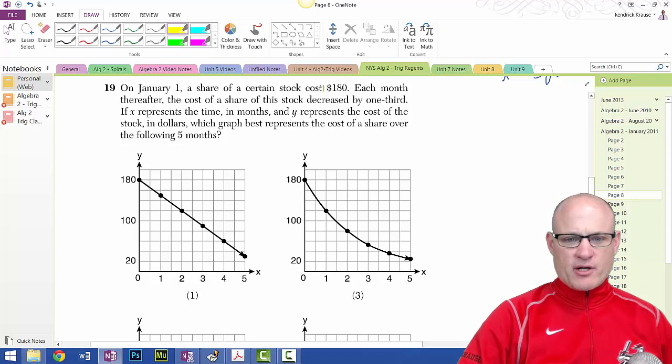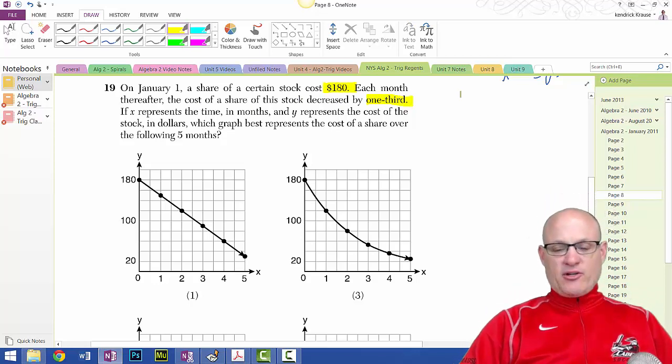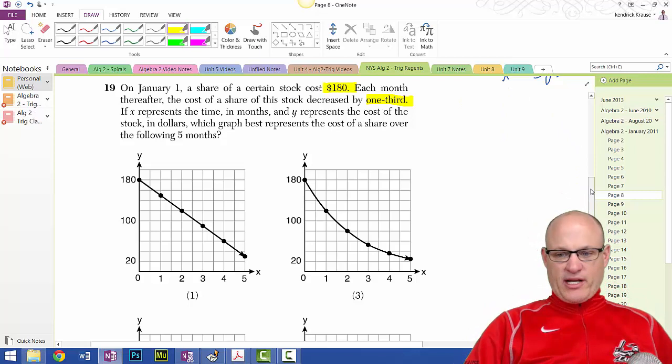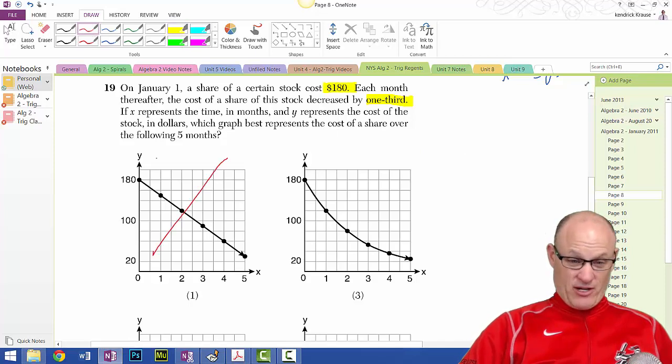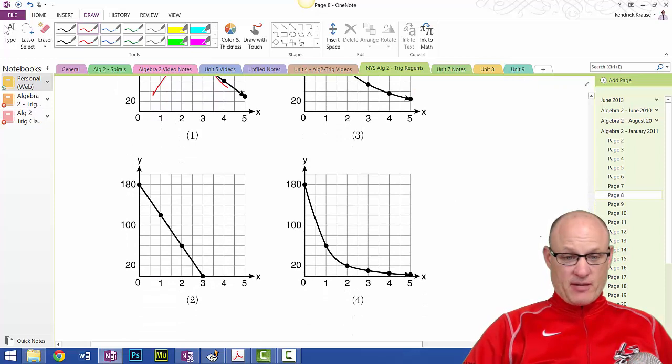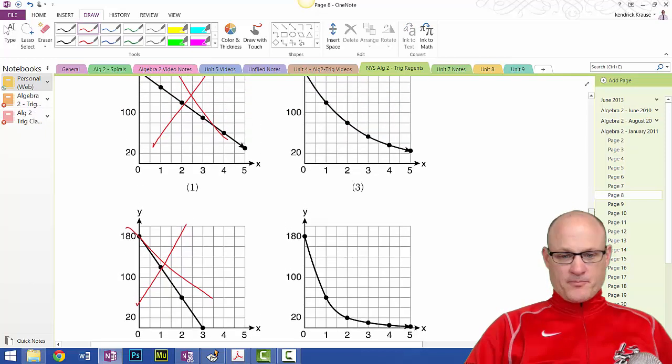It says, okay, we're going to start with $180, and each month thereafter, this stock is decreased by 1/3. So, decreased by 1/3 every time. That means it's not decreasing by a set amount. If it decreases by a set amount, first of all, you're in algebra, and you'll be doing that one. So this one is decreasing by a set amount, so this one doesn't make any sense either. It's got to be one of these two.